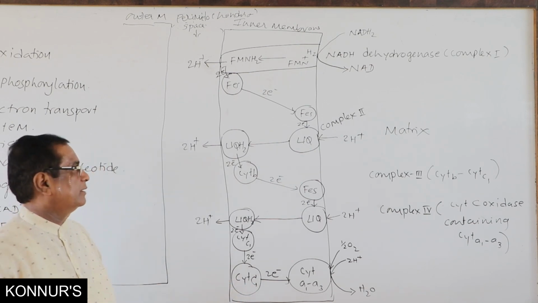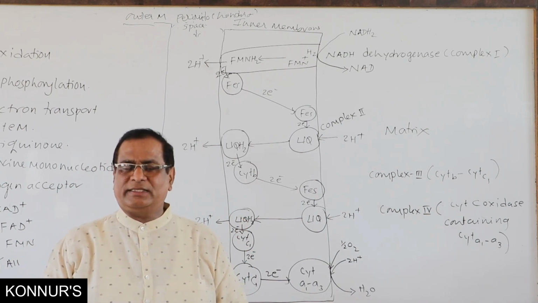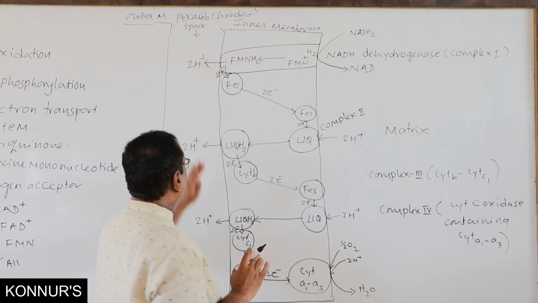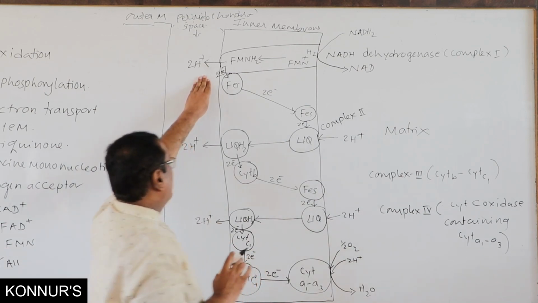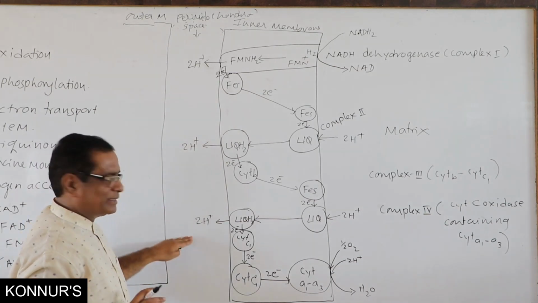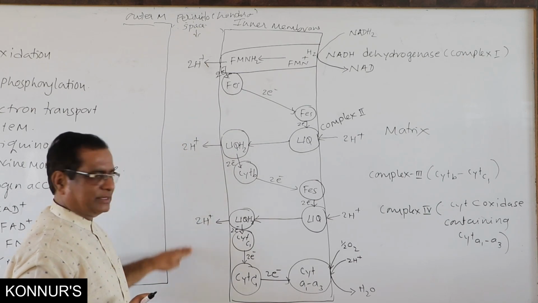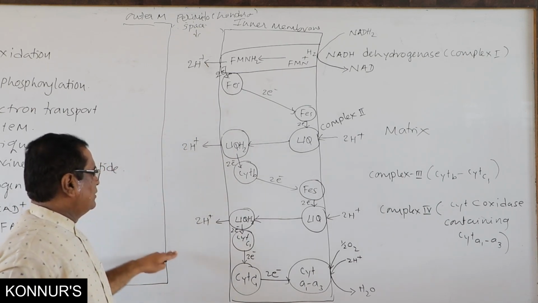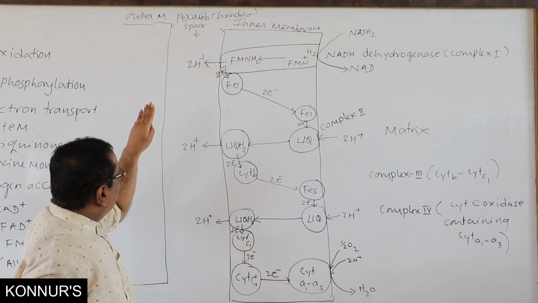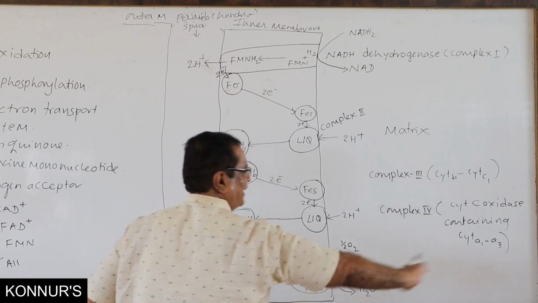Once it was asked. And in total here we can see 4 complexes. In these 4 complexes there is pumping of protons in 3 regions. And these 2 protons from this perimitochondrial space are pumped back into the matrix.